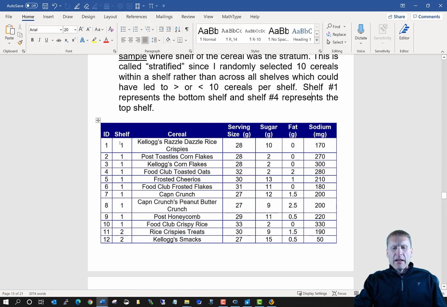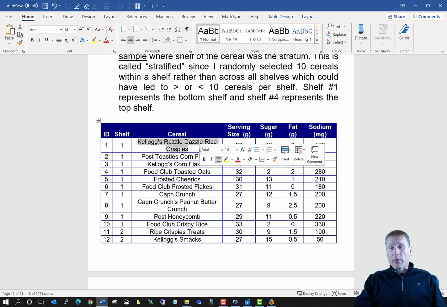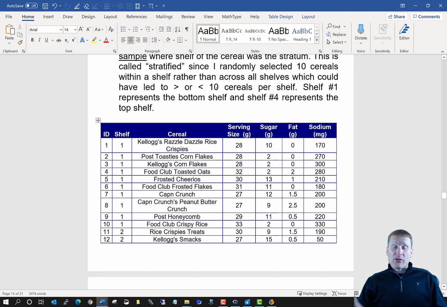So, for example, on shelf one, the very first cereal that I chose in my random sample was a Kellogg's Razzle Dazzle Rice Krispies, with a serving size of 28 grams. Because I know that, unfortunately, the high sugar content cereals are typically marketed towards kids, I decided to record how much sugar was in the serving size. In this case, it was 10. So more than one third of the serving size was basically sugar. And since I was recording sugar, I thought I could also record fat, and I could also record the sodium, which is in milligrams. So that was the first cereal that I selected. Next one's Post Toasties Corn Flakes, and so on.